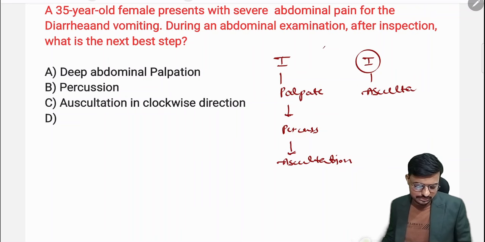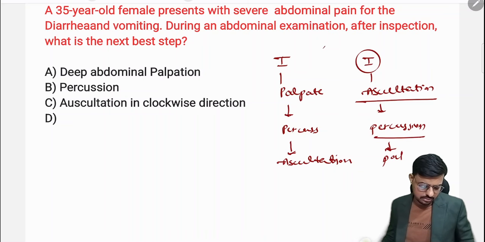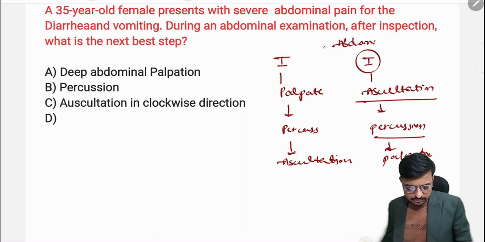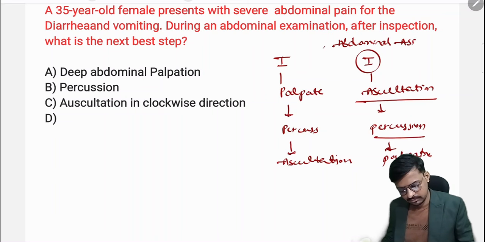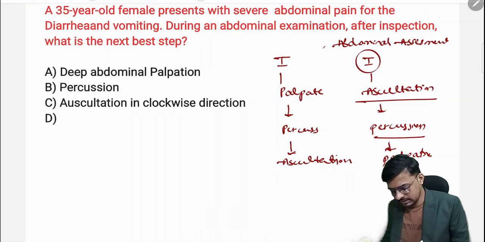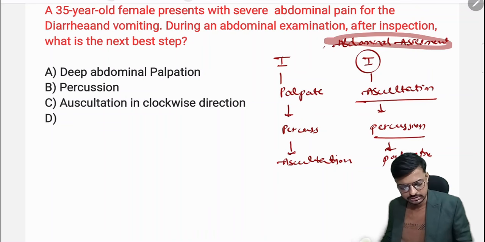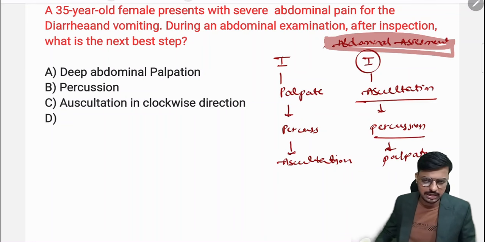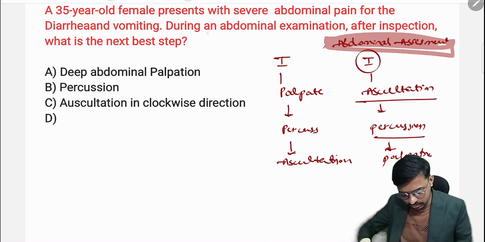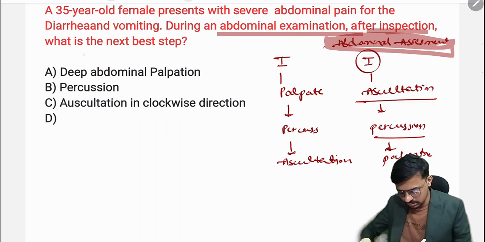I already explained the question. After the auscultation, we come to the percussion, and the palpation goes last in abdominal assessment. Right, this was the simple question which the exam has twisted for you all. Those who assessed this and grasped the question have chosen the correct answer, beta. So here, during the abdominal examination, after the inspection, what is the next best step?